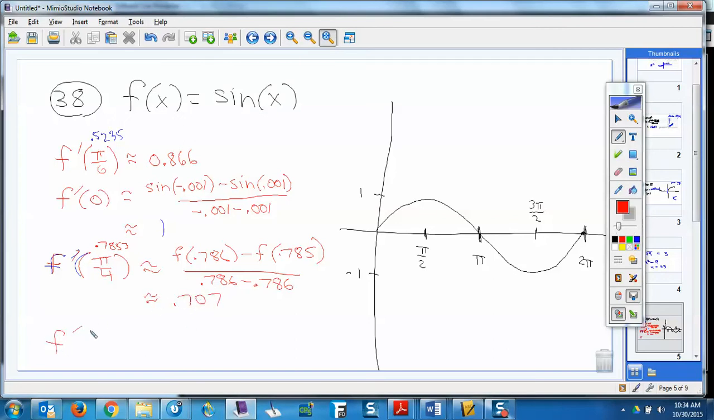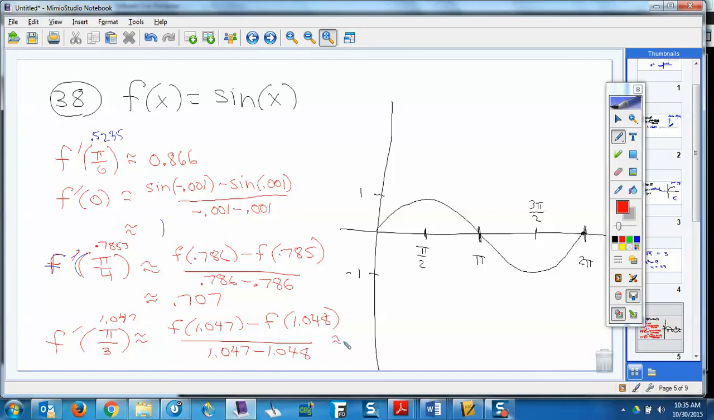All right, and then we were supposed to do what? Pi thirds? And that's about 1 point, how much? 7, give me 0.047 something. So let's go f of 1.047. What'd you say it was? We'll go 0.047, that'll be fine, and then minus f of 1.048, over 1.047 minus 1.048.